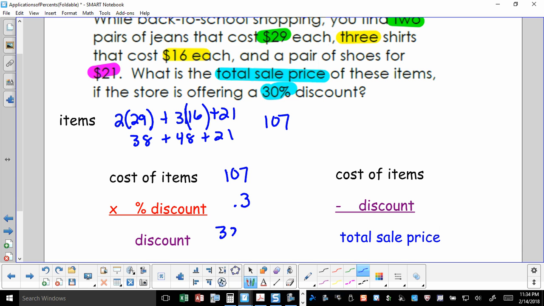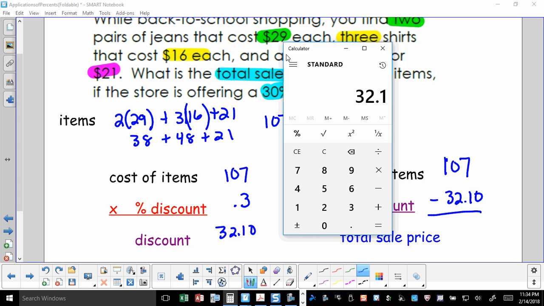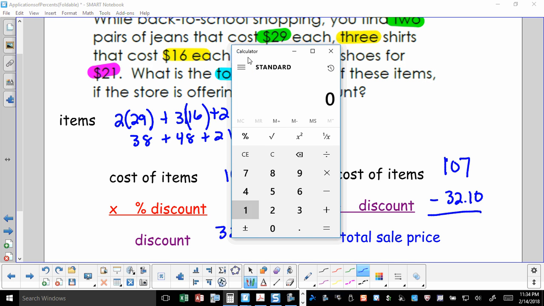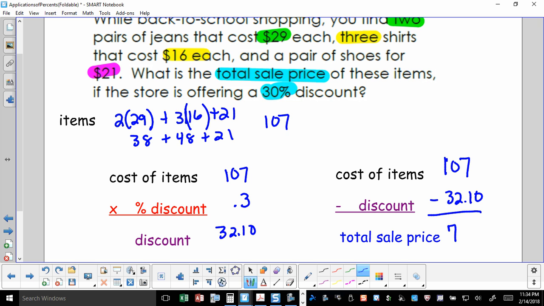$32.10 is our discount. So to get the total sales price, we need the cost of the items, $107, minus the discount of $32.10, and that will give us the total sales price. So for $107 worth of clothes, with the discount, you're going to get $74.90. So it's only going to cost you $74.90.